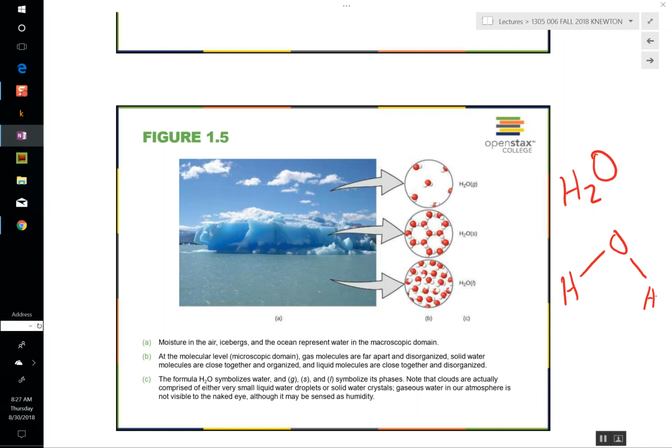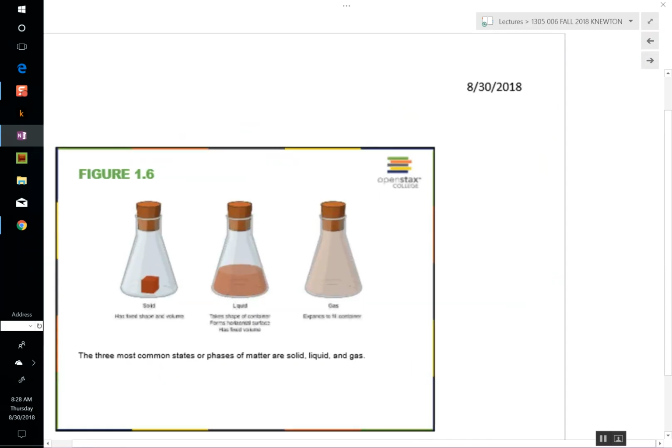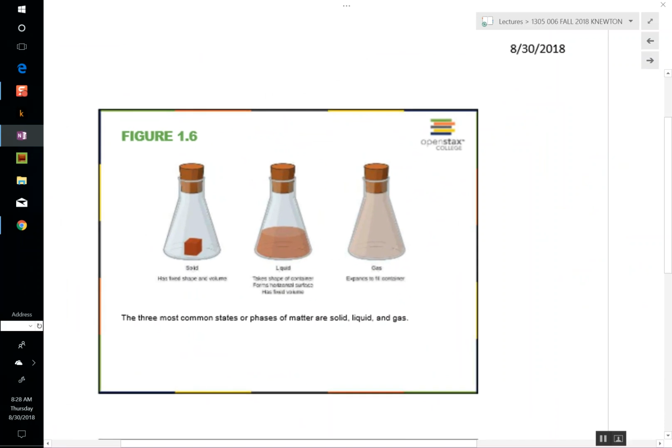Okay, so gases, liquids, and solids. And you're starting to see now a formula to represent. Water is not an element. It's a compound made up of 2 elements. The periodic table is a table of all of the elements in the universe. So there's hydrogen, number 1, and oxygen over here, number 8. Those 2 elements make up water. So gases, liquids, and solids.